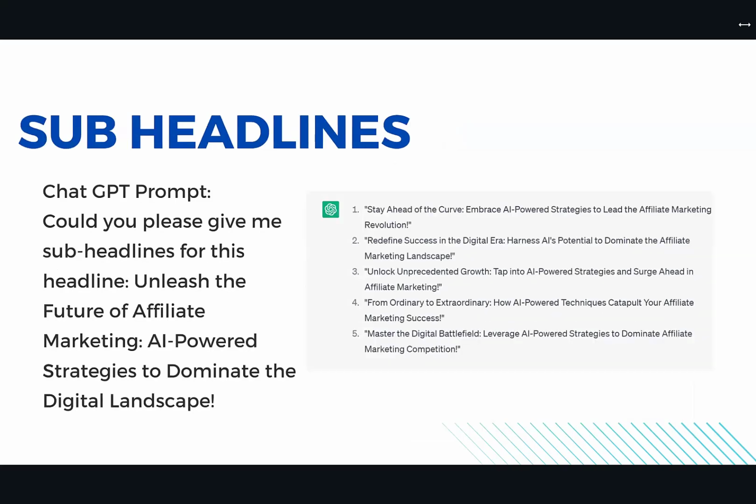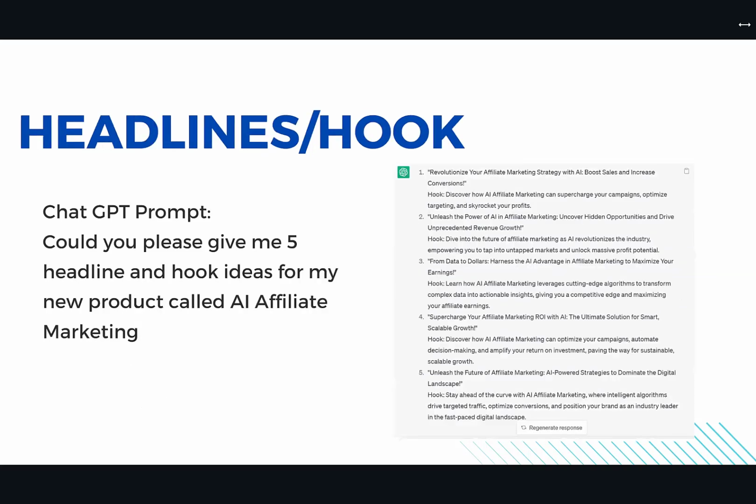Pick out the headline. It's still going to give you some sort of headline. So then I go into my next thing and say, I need sub headlines. I picked one of the headlines from the last response and said, hey, could you please give me a sub headline for this headline? I copied and pasted the headline, Unleash the Future of Affiliate Marketing, AI-powered strategies to dominate the digital landscape. That's the one I liked.